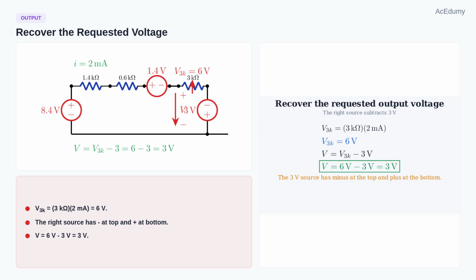The output node is not directly across the whole 6 volts because the 3 volt source on the right has minus at the top and plus at the bottom. With the marked polarity, V equals 6 volts minus 3 volts. The requested output voltage is therefore 3 volts.